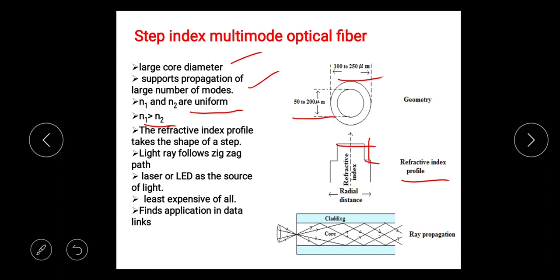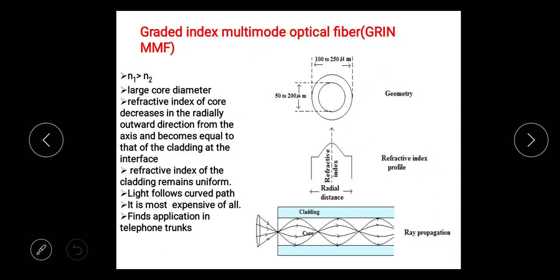So the light ray follows a zigzag path here. In the previous case also, the light ray follows a zigzag path. So laser or LED is used as a source of light. It is the least expensive compared to the other two cases, and it finds application in data links. So that is about step index multimode optical fiber. Now I'll go for the third one, graded index multimode optical fiber.